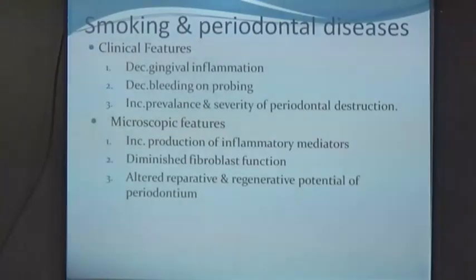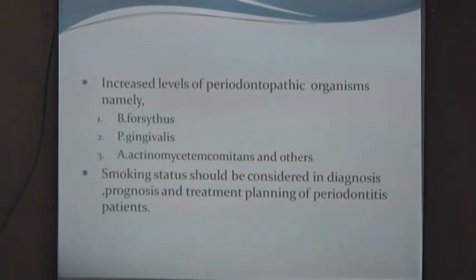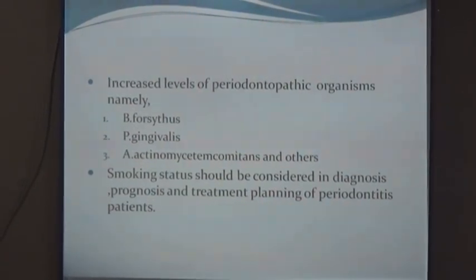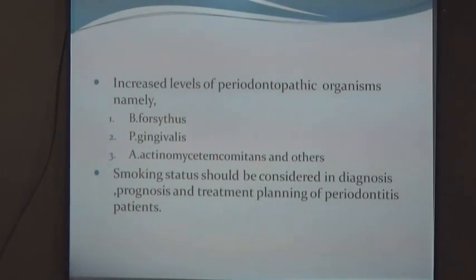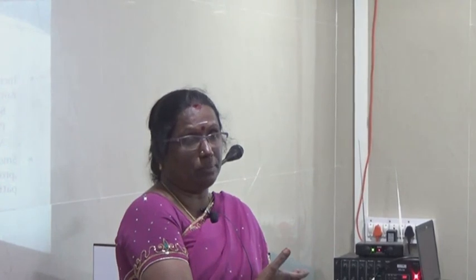Want to write? Increased levels of periodontopathic organisms, namely Forsythus, gingivalis and AA and others. Smoking status should be considered in diagnosis, prognosis and treatment planning of periodontitis patients. Why should we give importance to this? What type of risk factor? Environmental risk factor. They can give smoking as a risk factor, environmental or genetic, so you should write that it is an environmental risk factor, only then they will give full marks. It is an environmental risk factor.